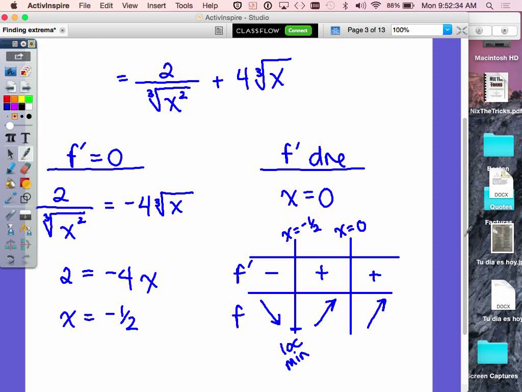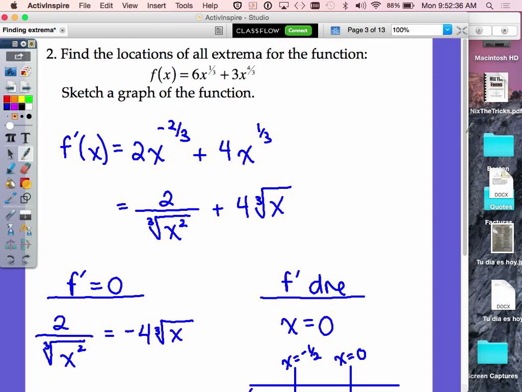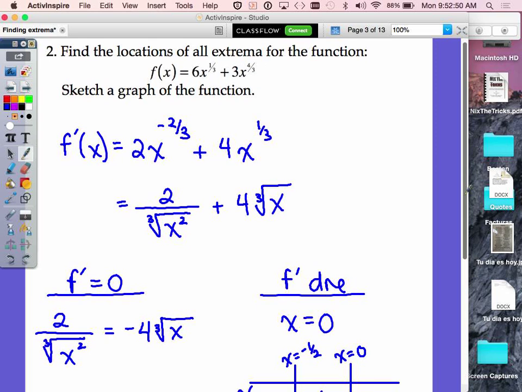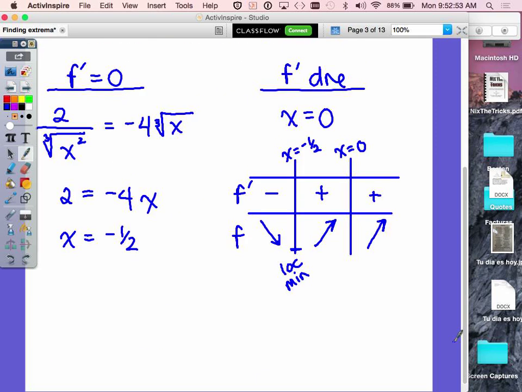But if I go back and look at the original function, I see that the original function is continuous at 0. If I put in 0 here, I get 2 times 0 plus 4 times 0, which is 0. So f at 0 is 0. And so the function is continuous, and that means it can't be a vertical asymptote. So here, I have a vertical tangent. I don't really need that in order to find the extrema, but because I'm asked to graph this function, it's going to be helpful for me to know that.